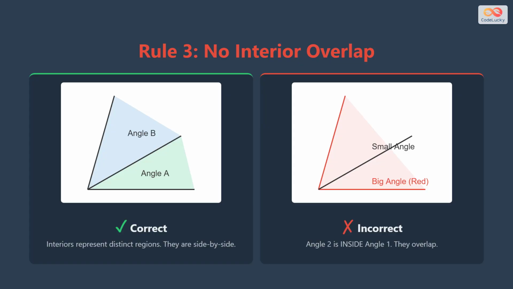The third rule is often the tricky one, no overlap. On the left, we see a correct example. The green area and the blue area are distinct and separate. On the right, we see an incorrect example. The smaller angle is actually inside the larger angle. Because their interiors overlap, they are not adjacent.